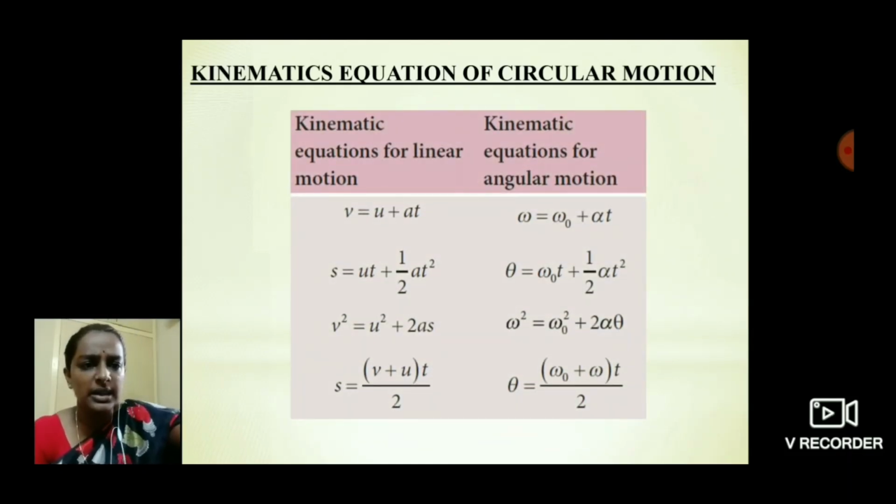These are the kinematics equations for linear motion and we are comparing them with the kinematic equations of angular motion. And this is the end of kinematics unit.